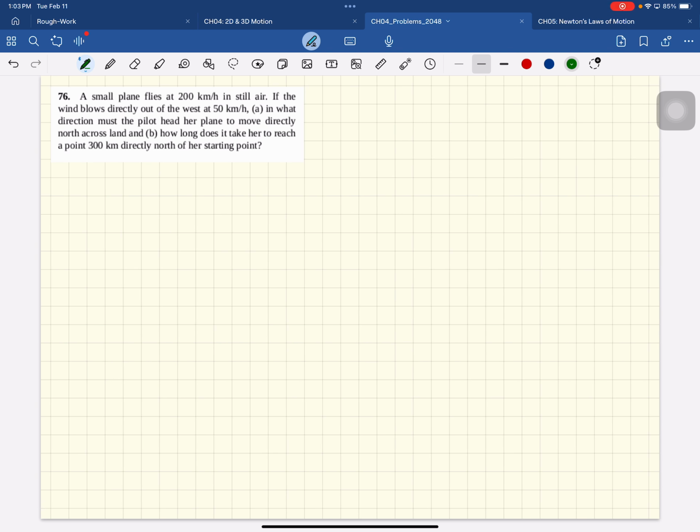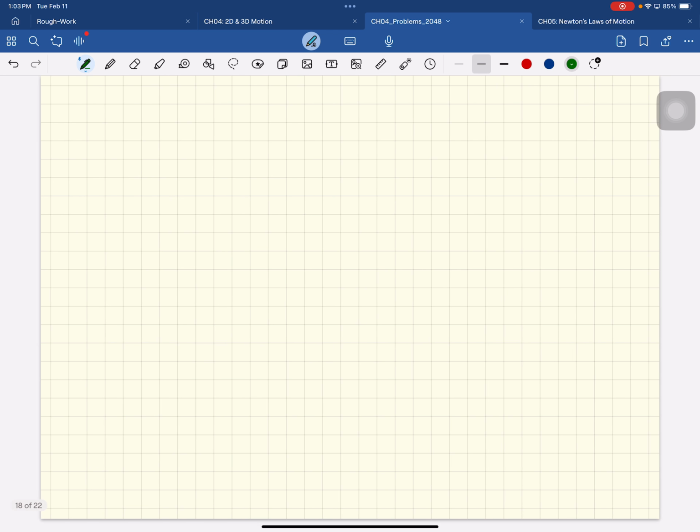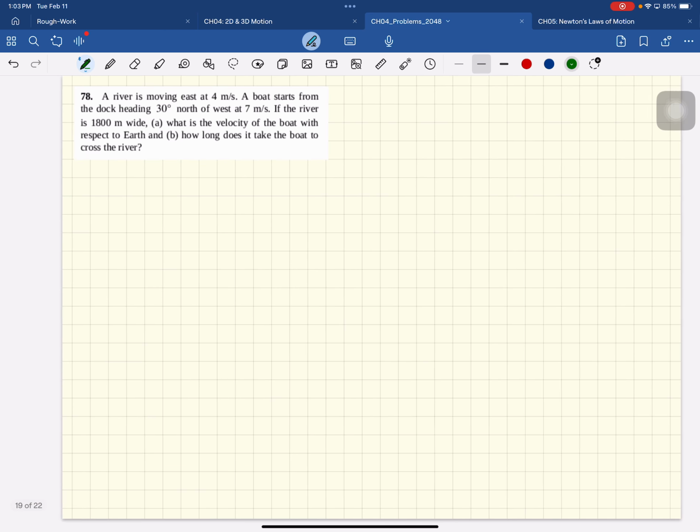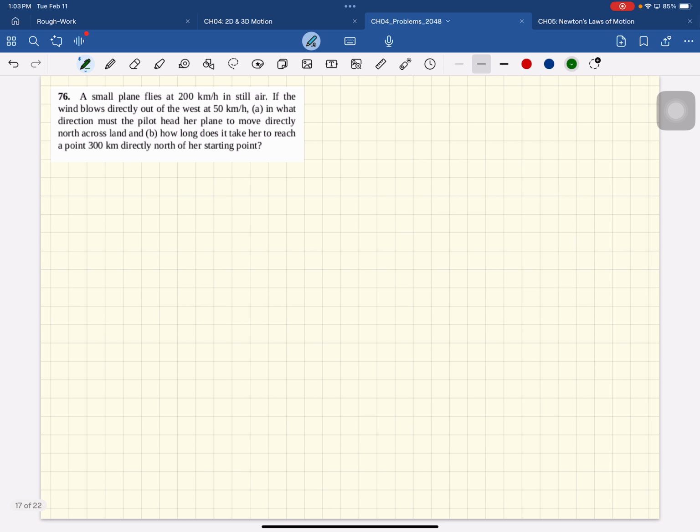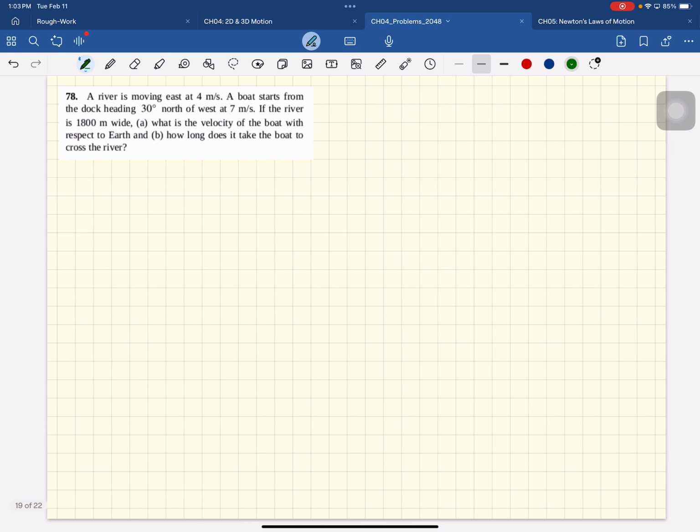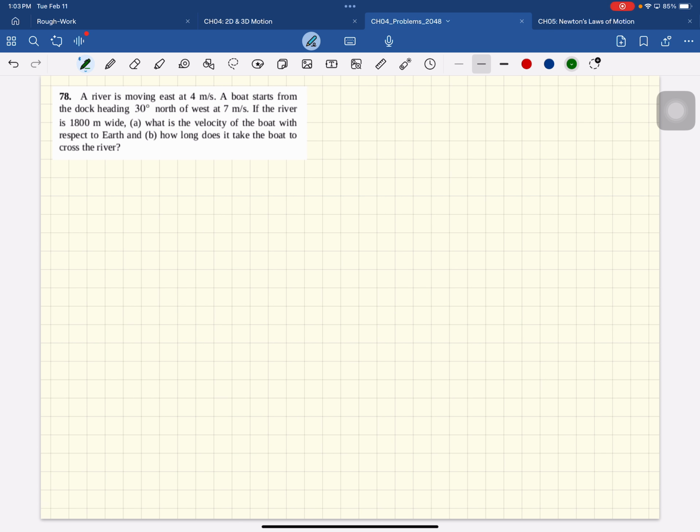All right, I'll do two more problems. So this is a relative motion problem. Let's see, do I want to do this one and this one? All right, we'll do this one, okay?